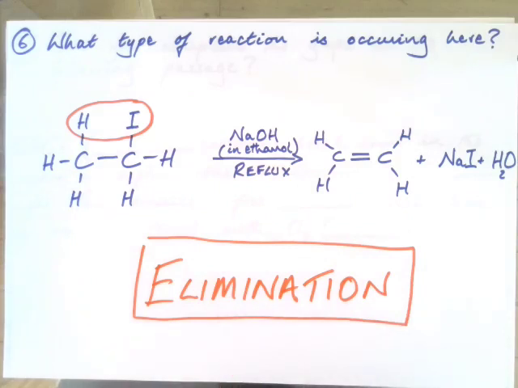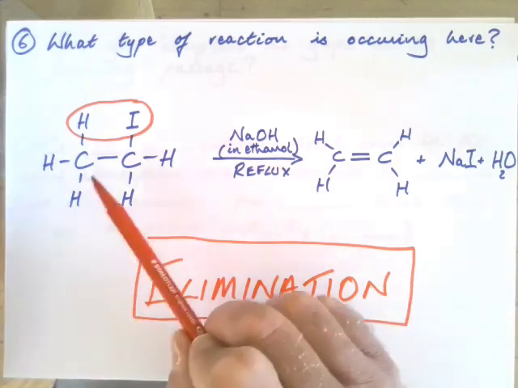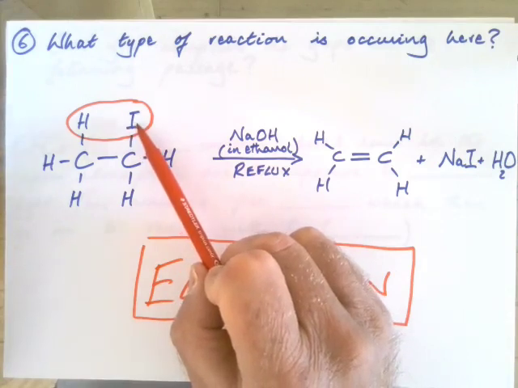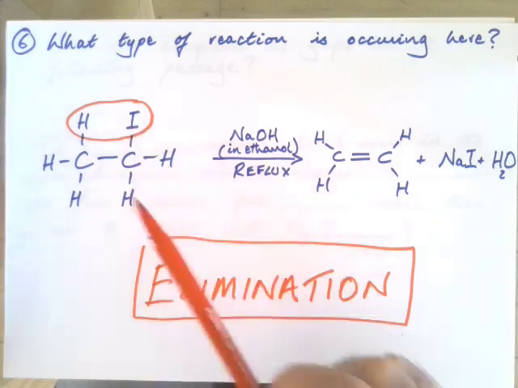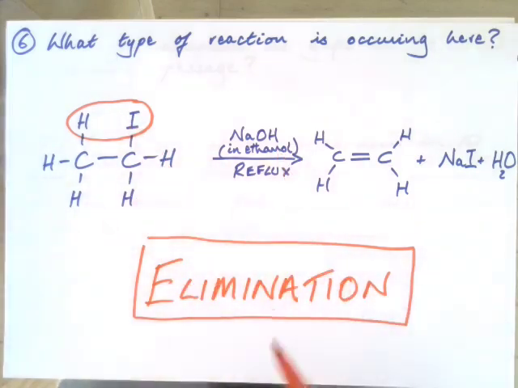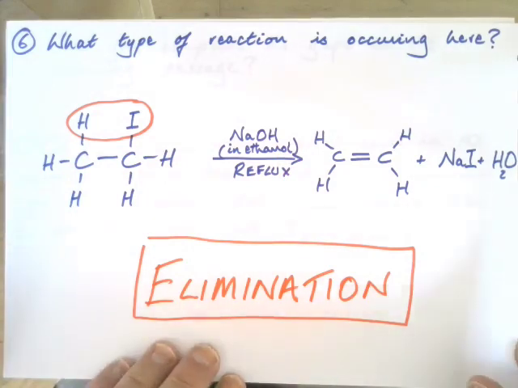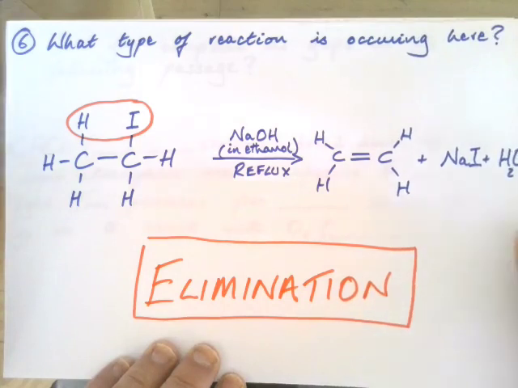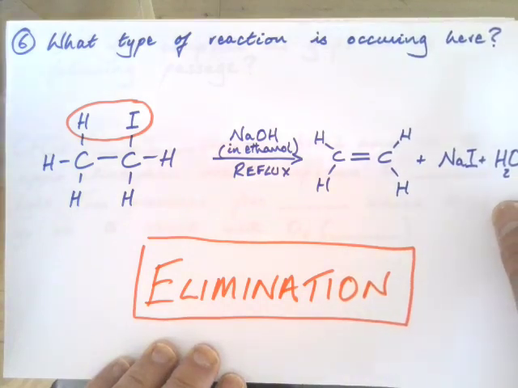Now, with halogenoalkanes, you're either going to get substitution, where you swap that iodine out for something else, or you're going to get an elimination. And it depends very much on the solvent present. It's the ethanol here that causes elimination to happen rather than substitution. If we wanted substitution, we would have used water as our solvent.